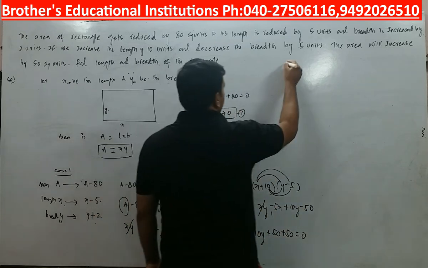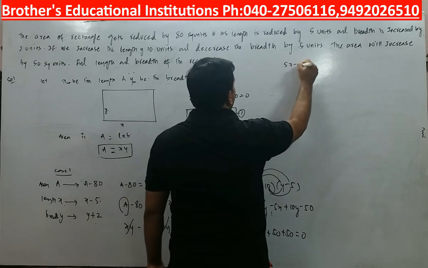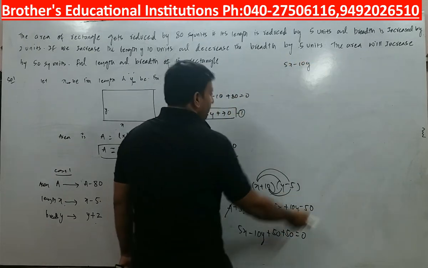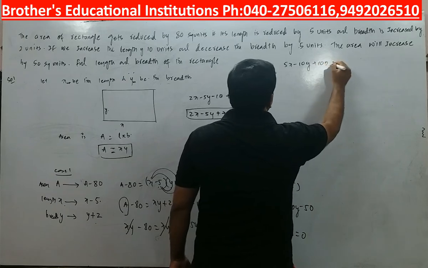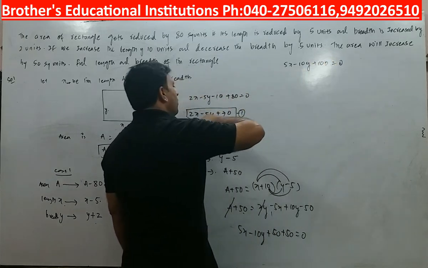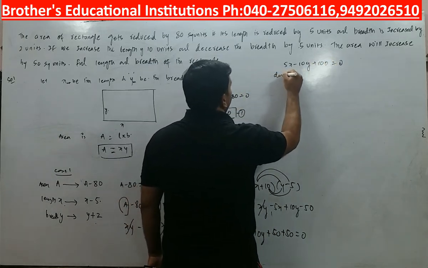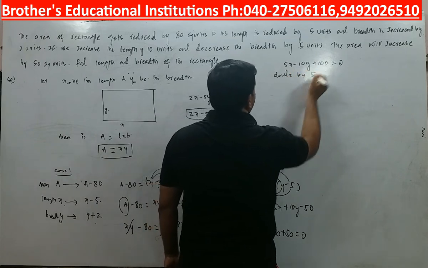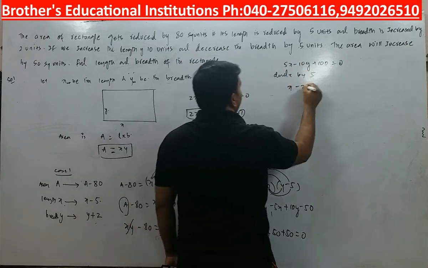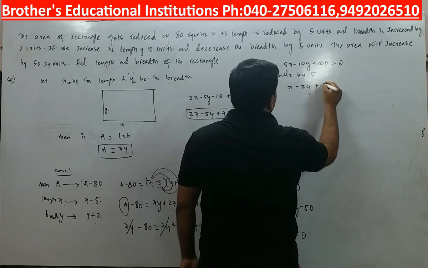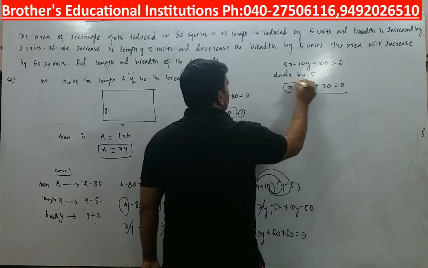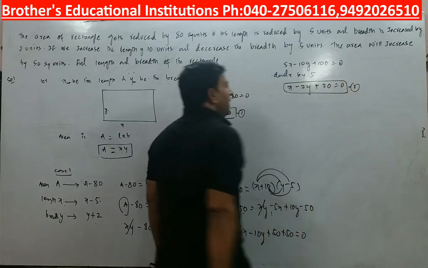So I get a new equation. What is the new equation? 5x minus 10y plus 100 is equal to 0. You can simplify this equation by dividing by 5. So it is x minus 2y, 5 twos are 10. 5 goes how many times? 20 times, is equal to 0. So there you got the second linear equation.